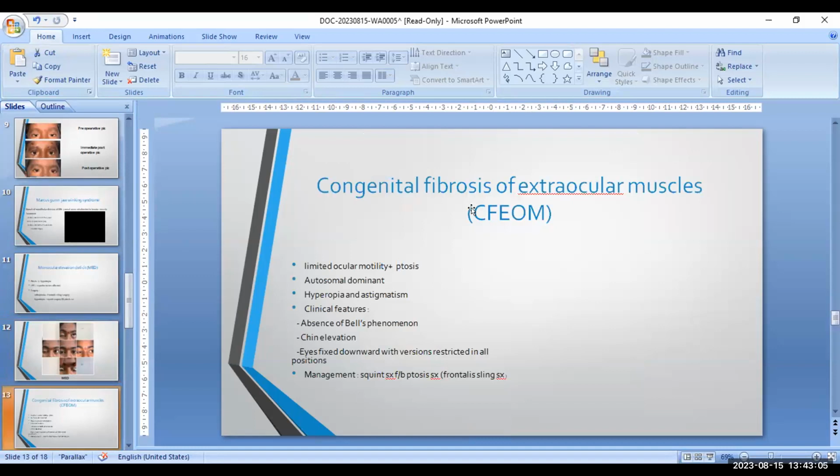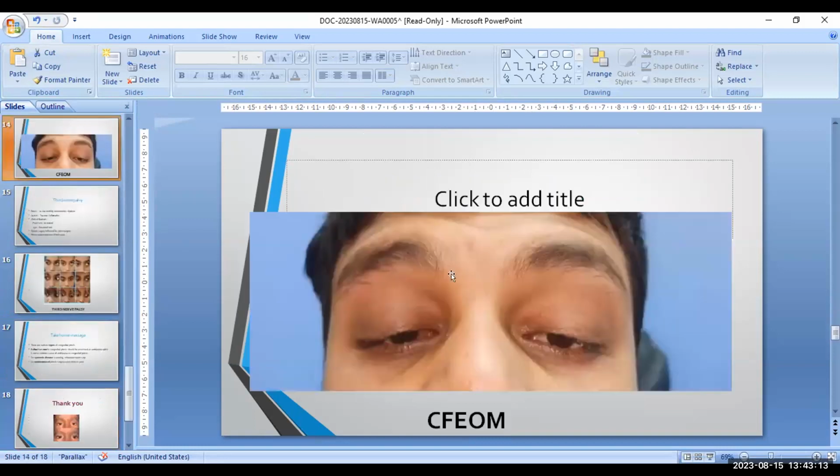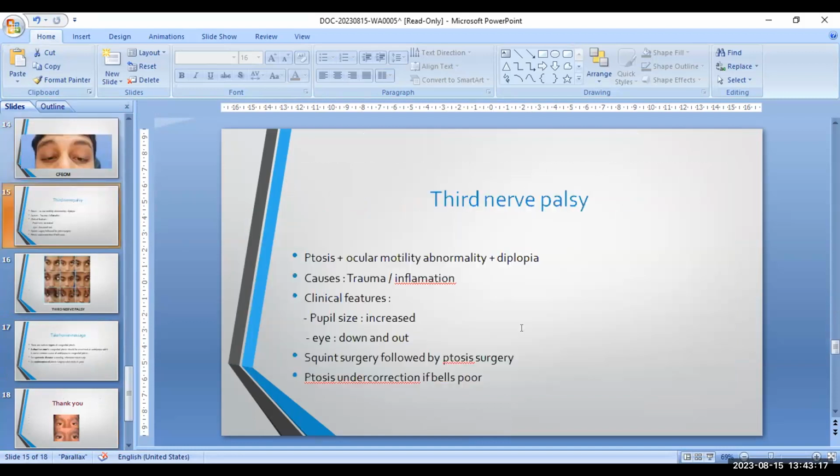Another type of ptosis is congenital fibrosis of extraocular muscles. In this case, it is also autosomal dominant, and there is limitation of ocular motility, and the eyes are fixed in the downward direction. Another type is the third nerve palsy.